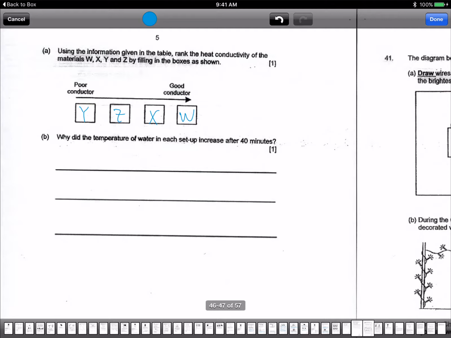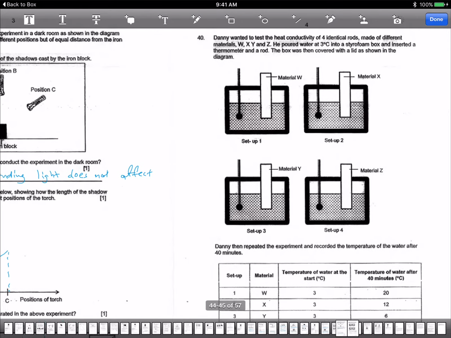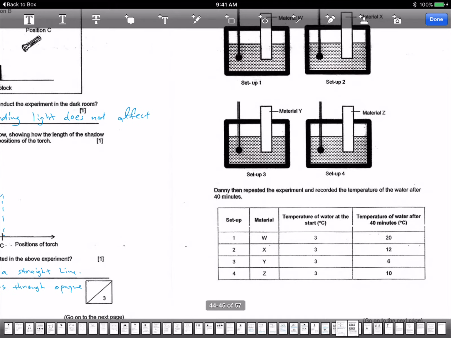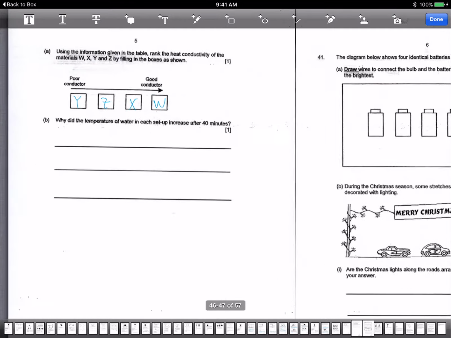The water gained heat from the surrounding air. Sorry, can you say it again? The water gained heat through the surrounding air. But where is the surrounding air? The material gets heat from the surrounding air and then it conducts it to the material, okay? Now what material is that? No, it's a rod, okay? So rod could be okay, they never say exactly what it is.